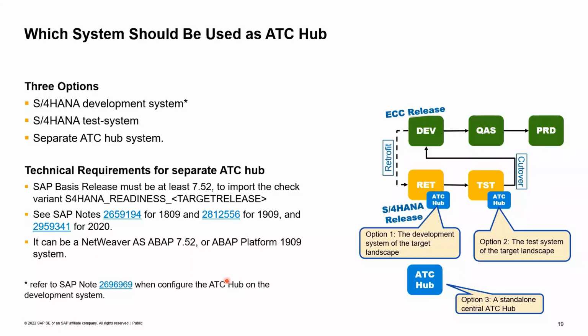A typical question which comes up from the customer side is which system should be used as ATC hub. There are three options. One could be the S/4HANA development system. Other customers use the S/4HANA test system, or, if they have multiple S/4 projects and landscapes up and running, they can use a separate ATC hub. This should be on the latest S/4HANA release, and then you can load the different simplification databases for the different releases. There are also some notes and hints on what you can do and what the requirements are for this kind of setup.